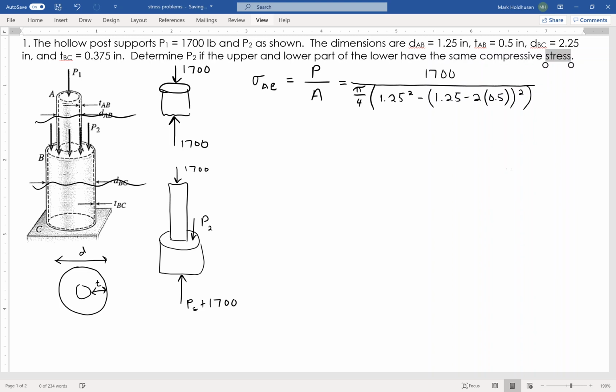Okay, leaving everything in inches, I have 1,700 pounds on the top, so my stress through AB, when I do the calculation, is going to be 1,443 pounds per square inch, or PSI, which is the same as 1.443 KSI, kips per square inch. So that's the stress through the top.